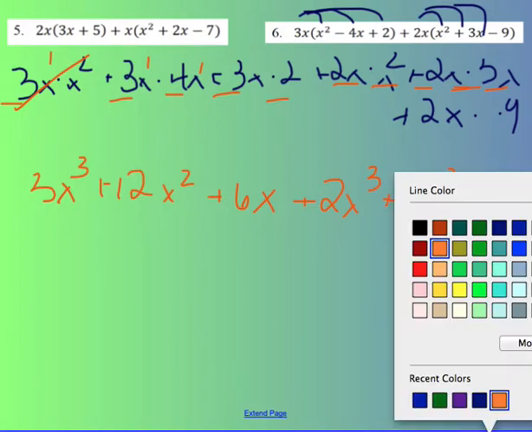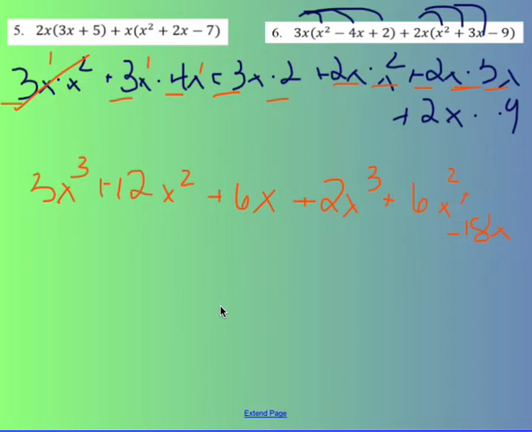So next we need to combine all of our like terms. So my highest exponent is x to the third. I have 3x to the third here and positive 2x to the third here. So I'm going to add 3 plus 2 to get 5. Now when I add like terms, again, I keep my exponent the same.